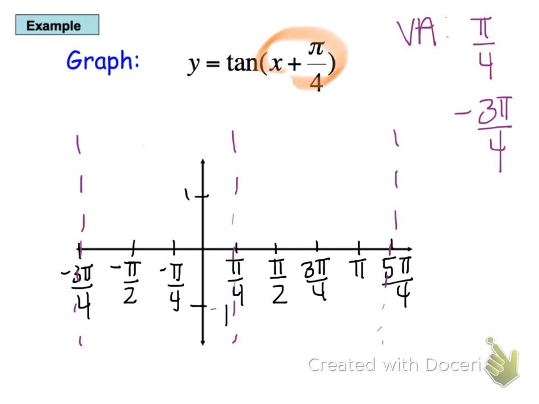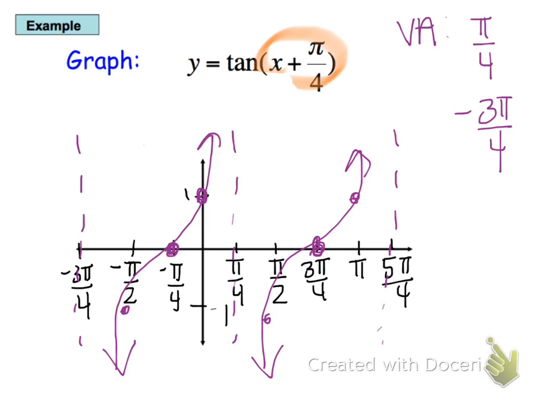We will plot the middle of those 2 points, and in this case it is negative pi over 4, and that'll be our x-intercept. We'll go halfway, which is 0, and go up to 1, and halfway again and go down 1. And then there's our graph. And we'll repeat the same thing again to get the second period of it. And there's our finished product.